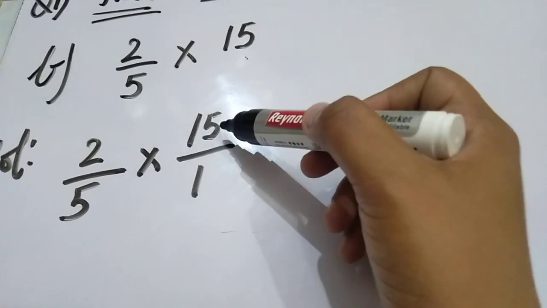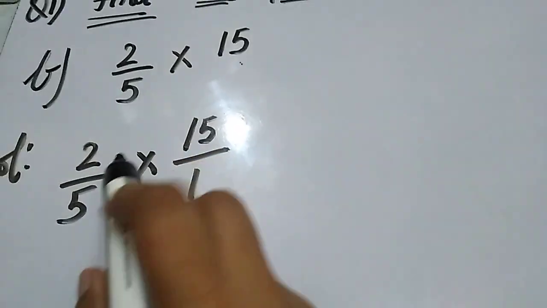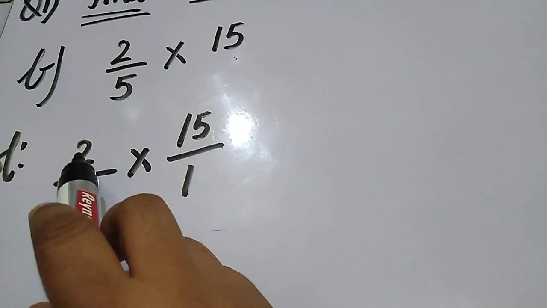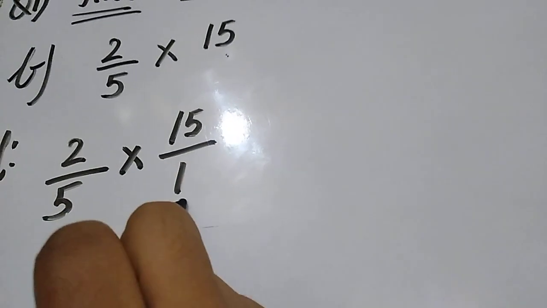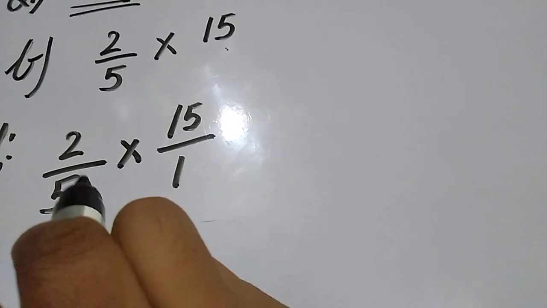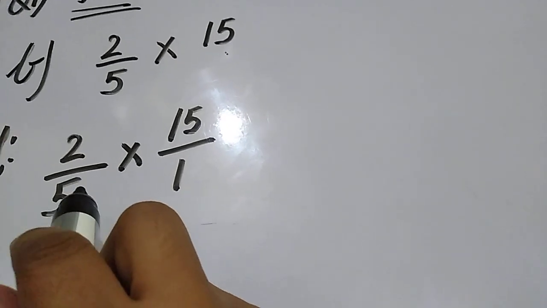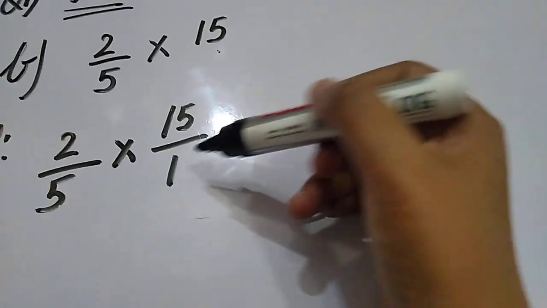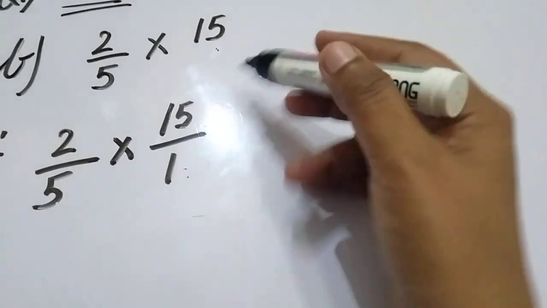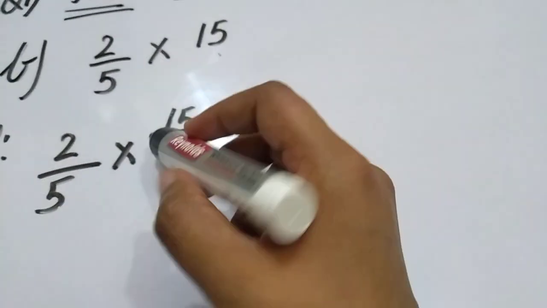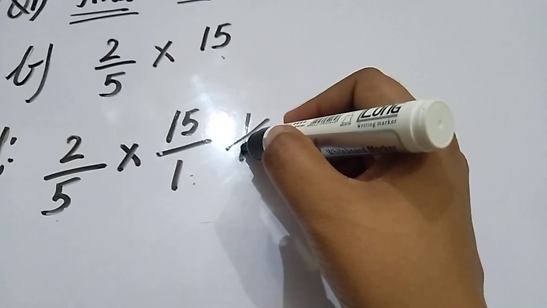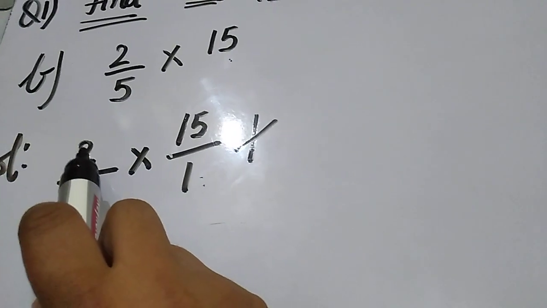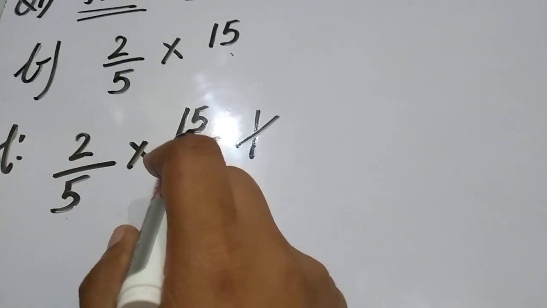Now students, you have to check this also. Never simplify numerator by numerator and denominator by denominator. It's not possible. You have to always check numerator and denominator, either in standing form or in cross form. Okay students, it's not possible to simplify numerator by numerator.